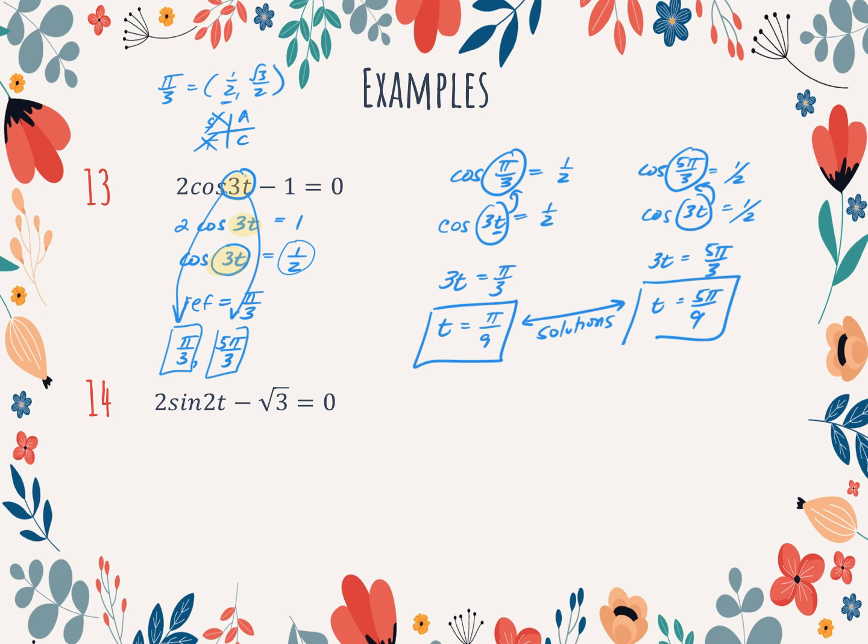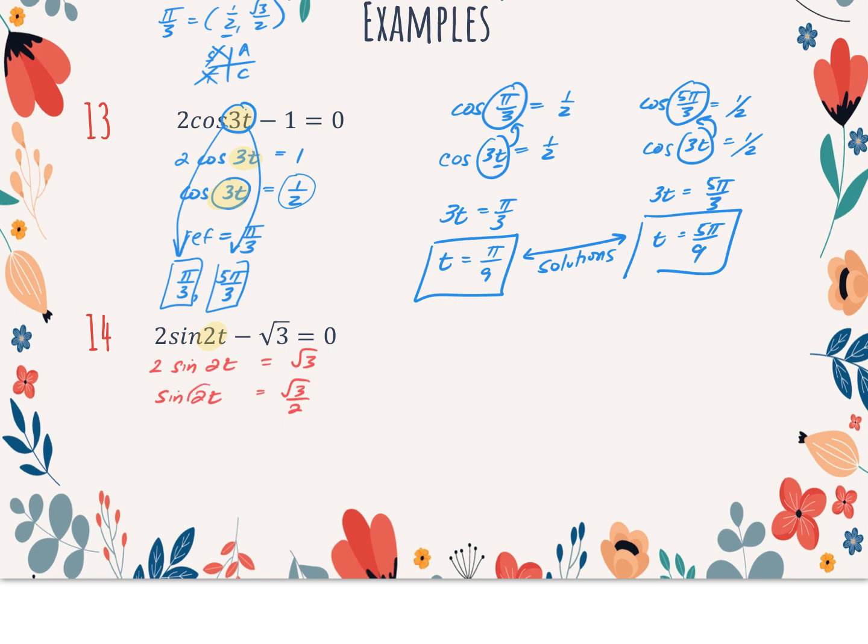I'll do another one. So again here I'm in that same predicament. I have this 2t here. So I know that whatever the angle measure I'm looking for is, 2t has to equal that. So we have to figure out the variable t later. We're going to start with 2 sine of 2t, and we're going to add square root of 3 to the other side, and then divide both sides by 2, and I'm going to get square root of 3 over 2.